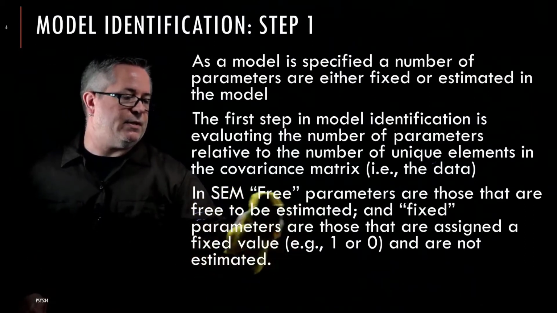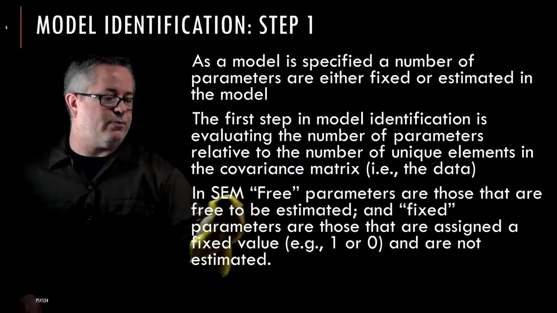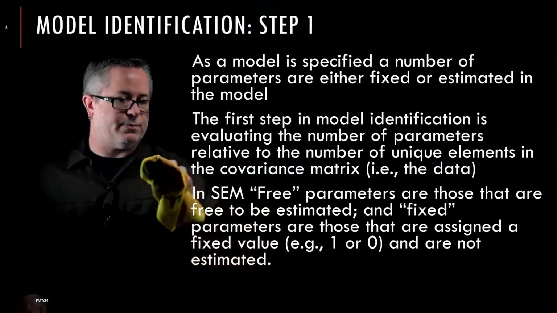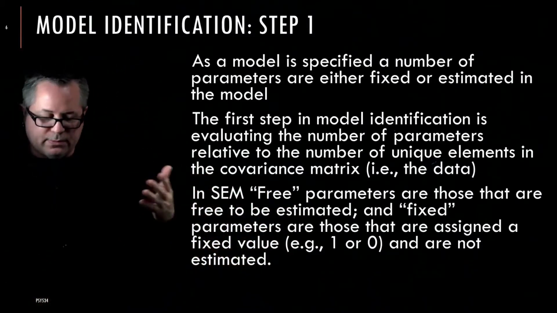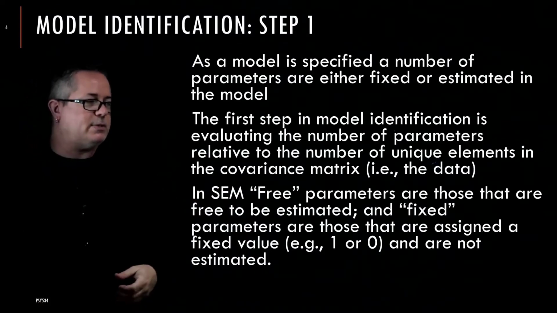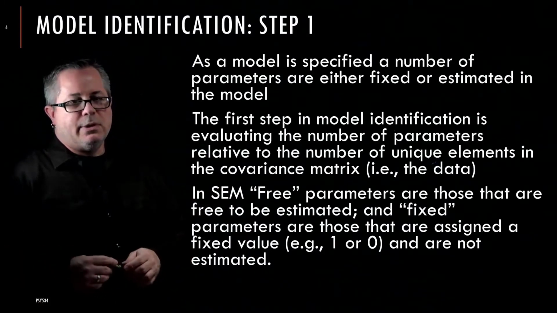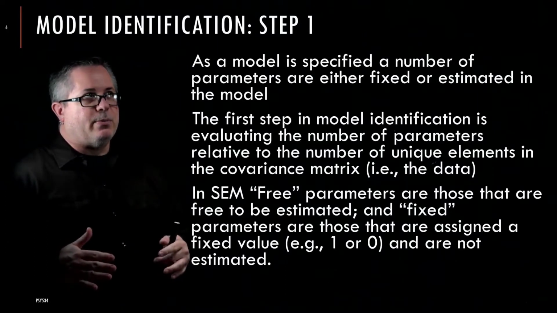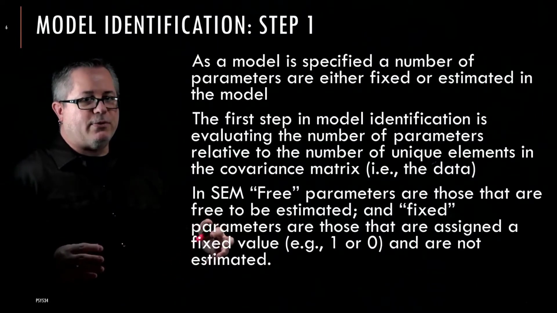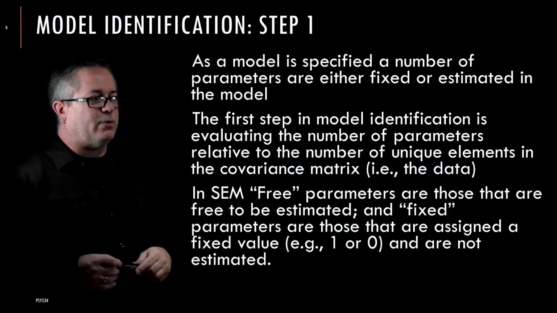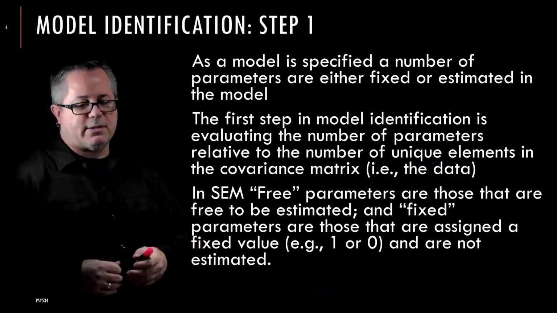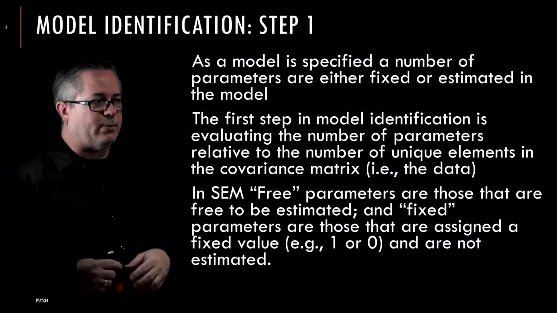If it's fixed, it doesn't get counted towards the number of parameters that we're going to estimate, and cover those 10 elements. It's the number of free parameters that we're trying to count. The number of free parameters can't be more than the number of unique items you have, and typically our goal is to try to get less than the number of unique elements we have.